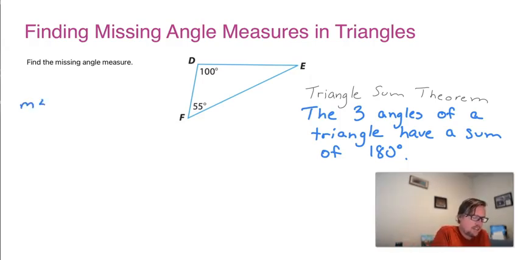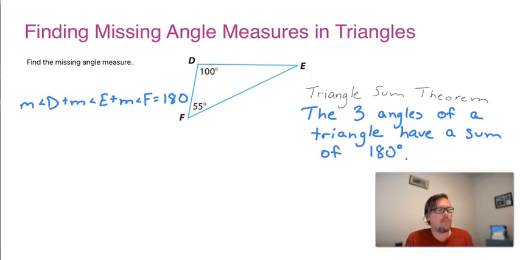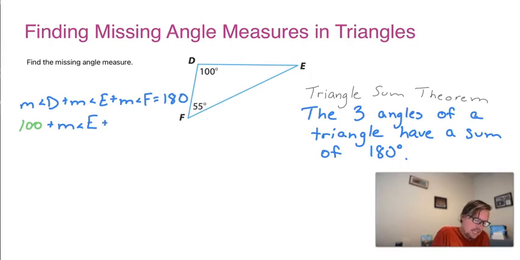if we were to take the measure of angle D, add the measure of angle E, and add the measure of angle F, the total would be 180. That's all it says. Well, it's a simple matter of substitution here to substitute 100 degrees for D and 55 degrees for F. D is 100. E is the thing that we're trying to find, and F is 55. And the total is 180.